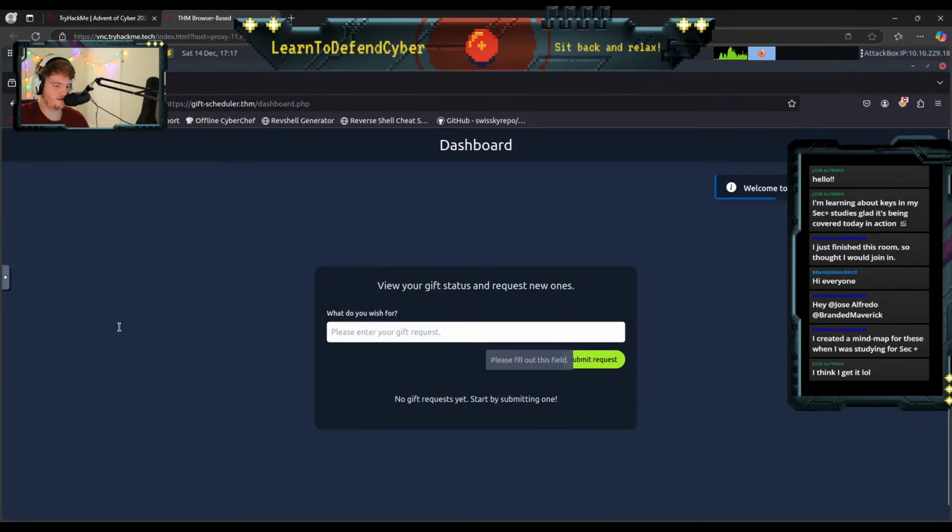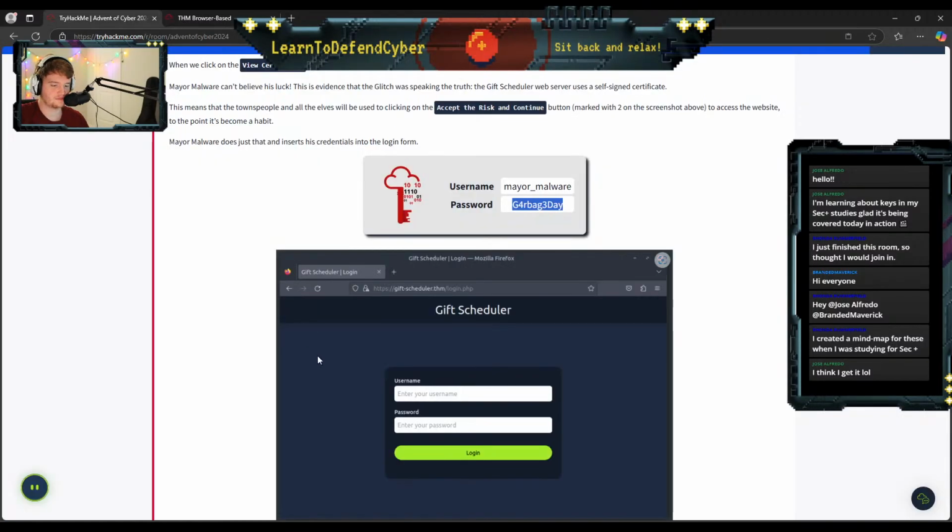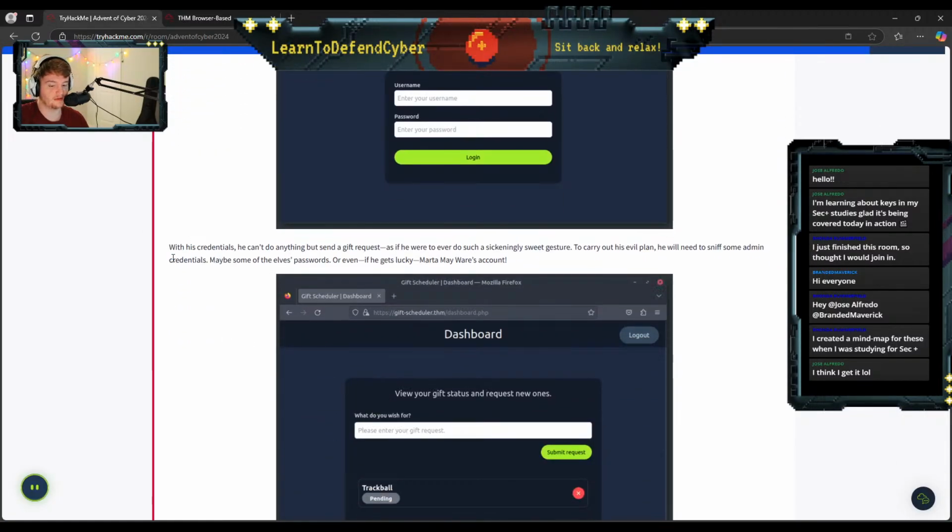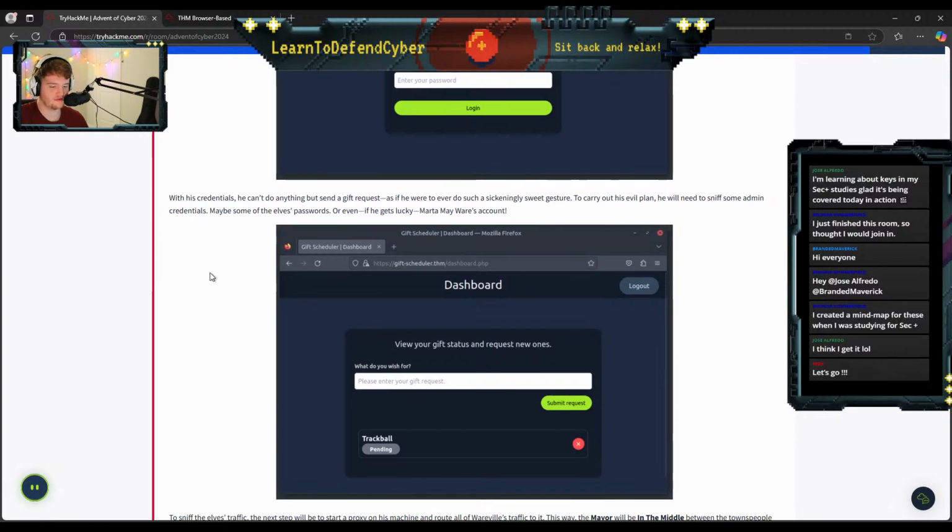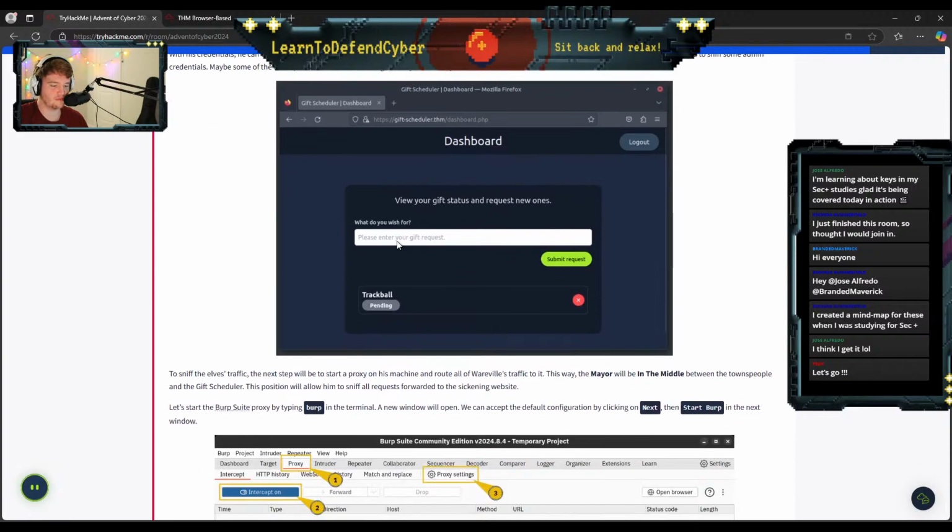But it looks like we don't have any kind of perms other than gift requests. And that's not good enough for Mirror malware. With his credentials, he can't do anything but send a gift request. As if he would ever do such a sickeningly sweet gesture as being nice to somebody. It's just hard to believe. To carry out his evil plan, he will need to sniff some admin credentials. Maybe one of the elves' passwords. Or, if he gets lucky, Marta Mayware's.